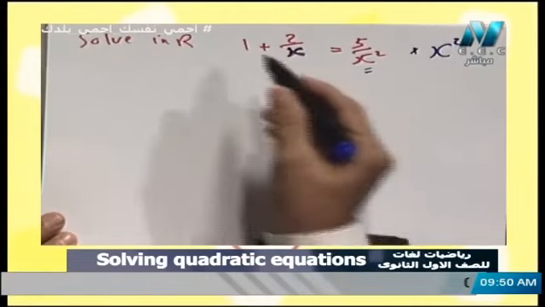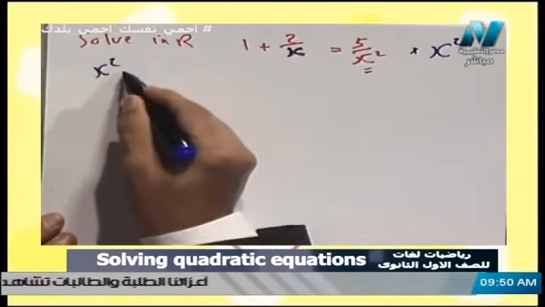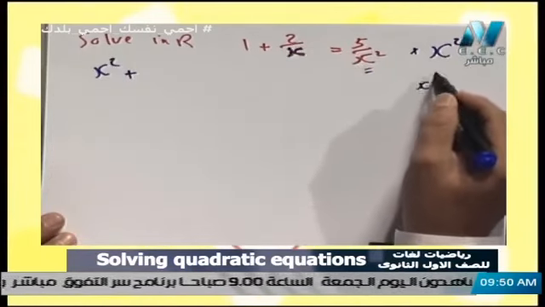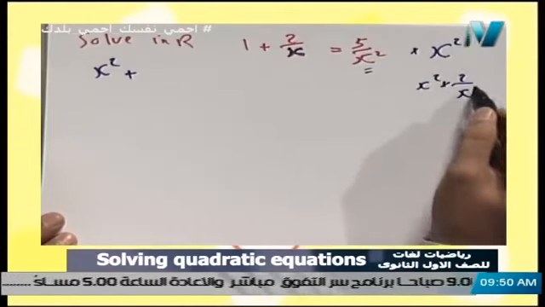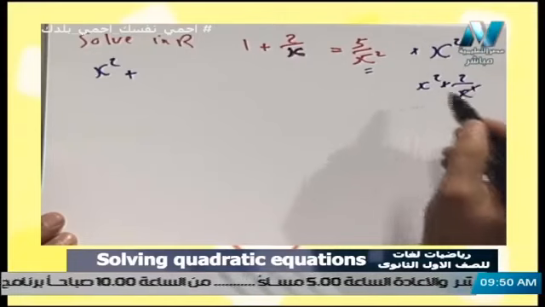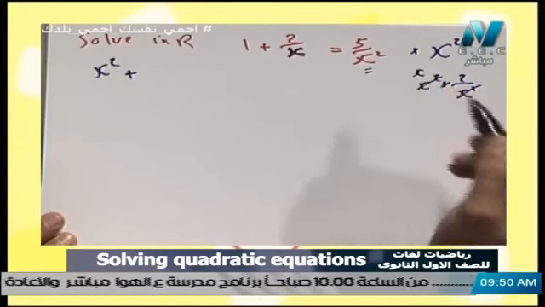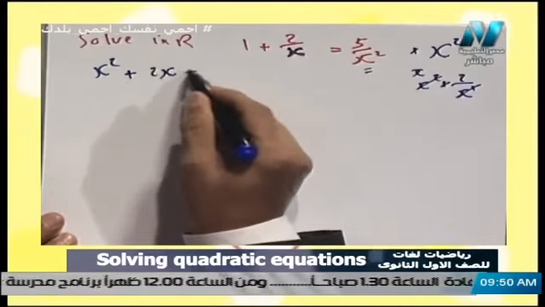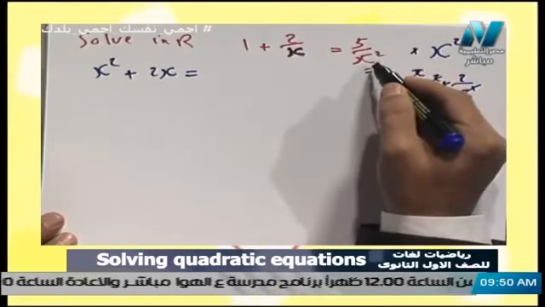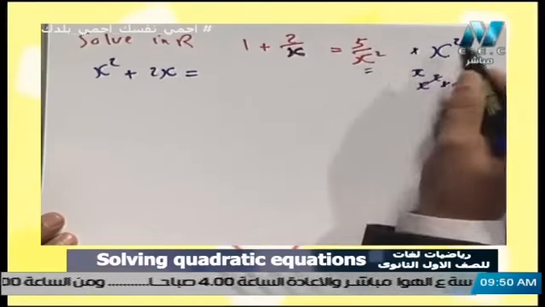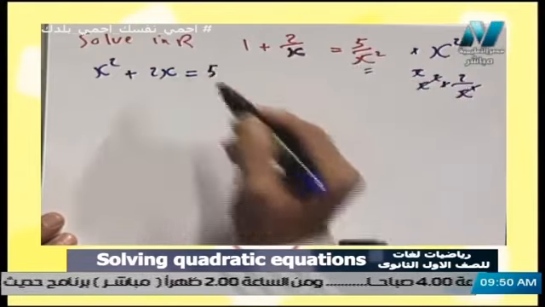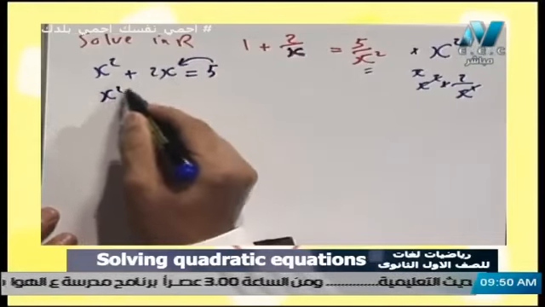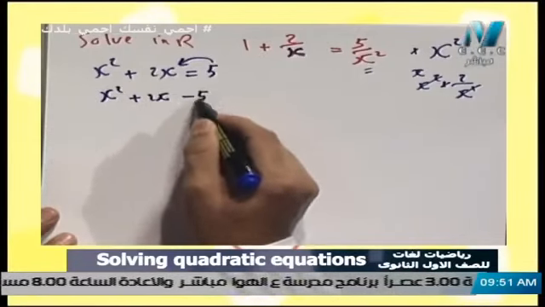When we multiply x power 2 by 1, the answer will be, of course, x power 2, plus x power 2 times 2 over x. Here, if we put x power 2 times 2 over x, x here is power 1. Cancel power 1 with 1x, the answer will be x. X times 2 equals 2x, equals 5 over x power 2 multiplied by x power 2, which will cancel each other, and the answer will be 5. And by transferring the 5 here, it will be x power 2 plus 2x minus 5 equals 0.